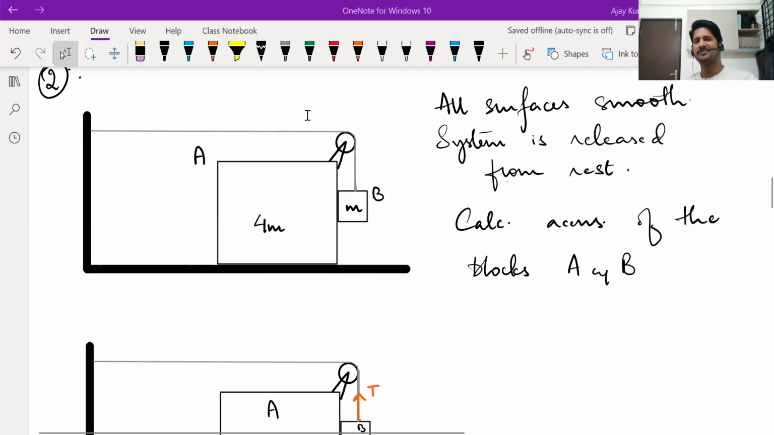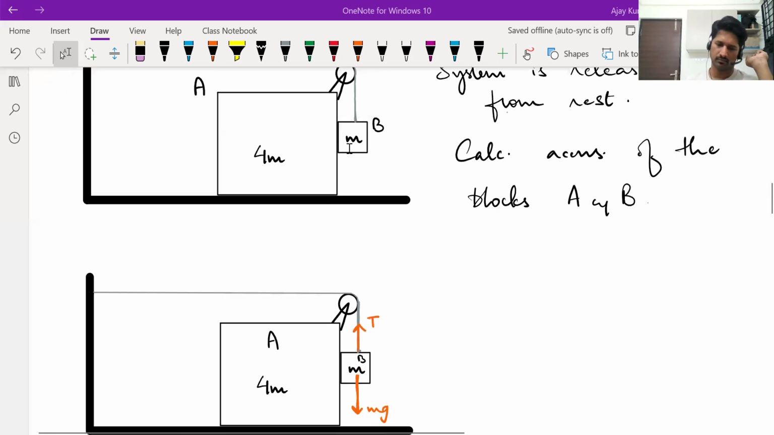Any answer, anyone? At least tell me the equations that you wrote. I got one answer as 2 meter per second square. We'll see. Pawan, tell me the equations that you used.